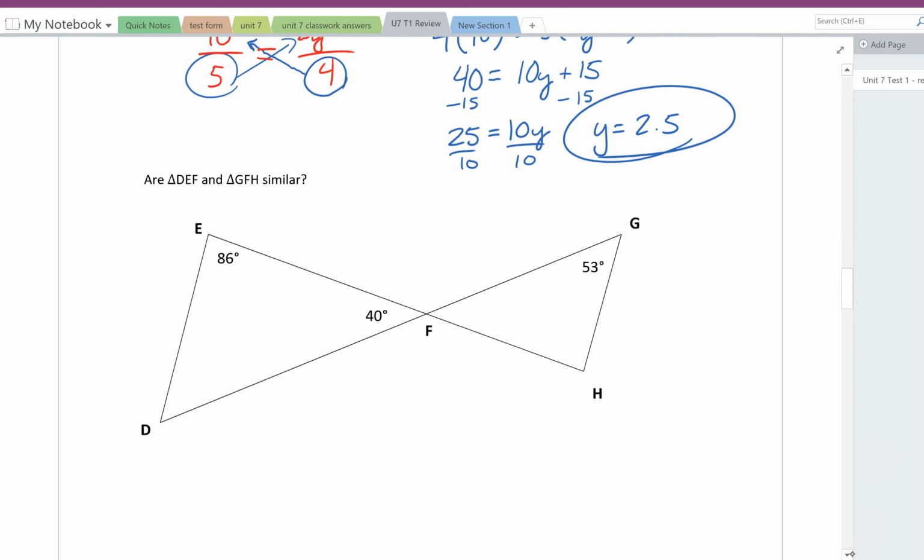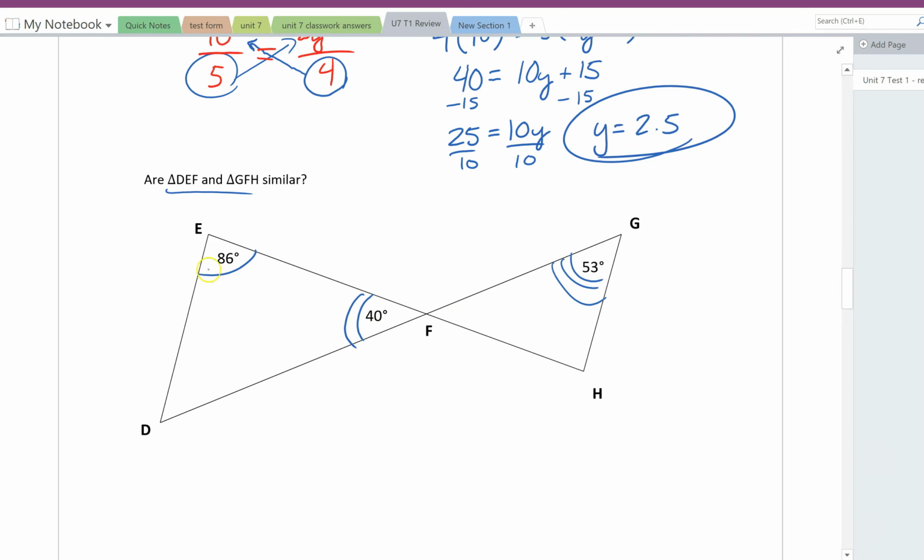Next problem. Now it's back to asking me whether these two triangles are similar or not. I don't know anything about how long any sides are here. The only information it's given me right now are angles. Okay, I have 3 different angles in 2 different triangles.